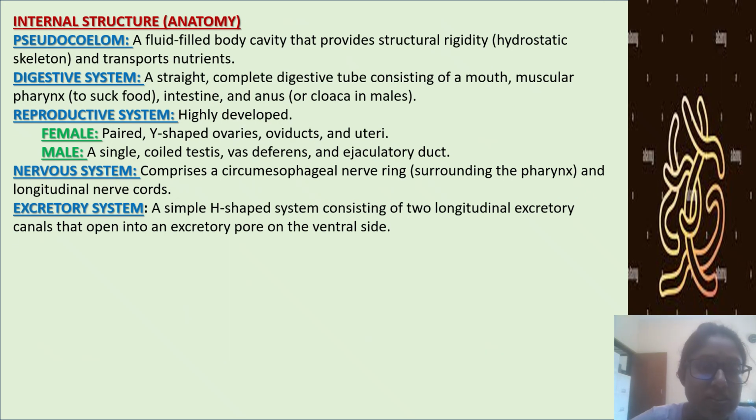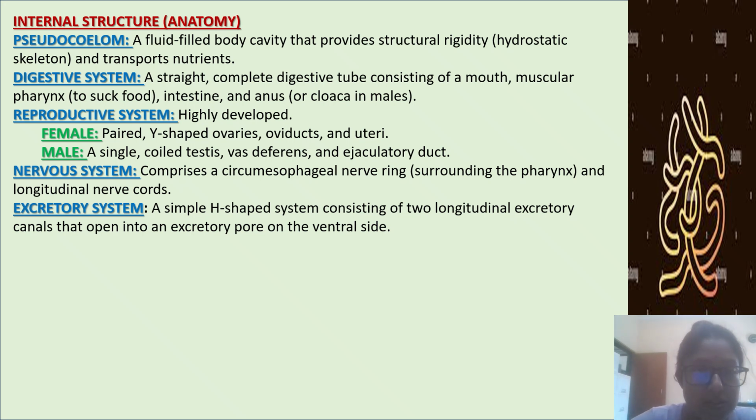Next, internal structure or anatomy. Pseudocoelom: a fluid-filled body cavity that provides structural rigidity, that is a hydrostatic skeleton, and transports nutrients. Next, digestive system: a straight, complete digestive tube consisting of a mouth, muscular pharynx to suck food, intestine, and anus, or cloaca in males.